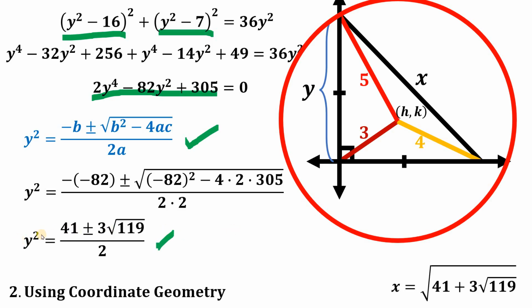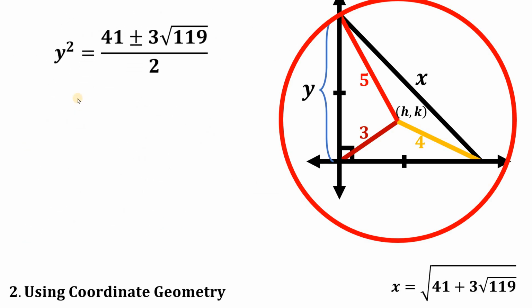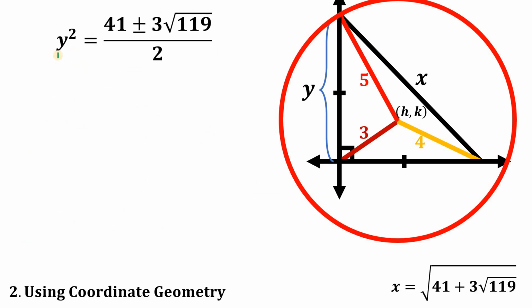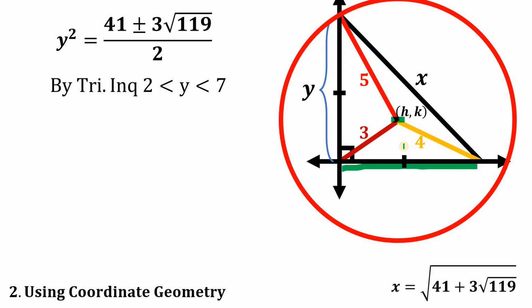We want the value of y. Now, let's focus on this result. And to determine the proper value of y in this question, what we're going to do is to use the triangle inequality. Now, using triangle inequality, we can say that y is between 2 and 7. But technically speaking, the side of this isosceles right triangle must be greater than 3. So, the value that we need for y is definitely greater than 3.